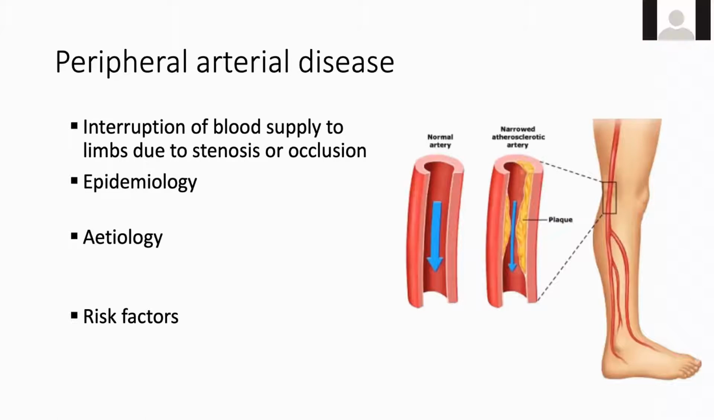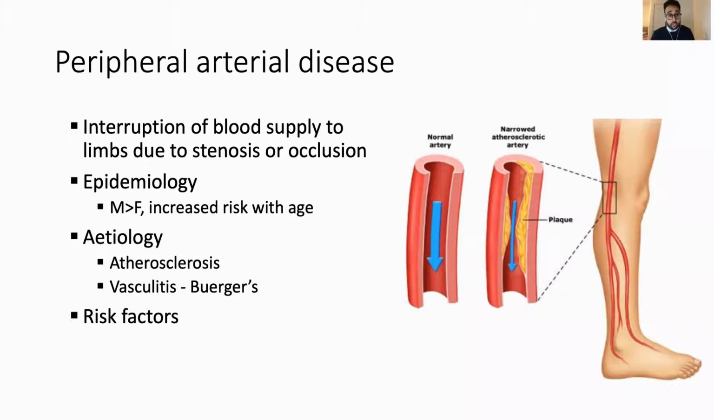Okay. So next we'll move on to peripheral arterial disease. So this is really the workhorse of vascular surgery at the moment. Peripheral arterial disease is defined by an interruption of blood supply to the lower limbs, either due to a stenosis or an occlusion of a vessel. It affects far more men than it affects women, which is similar with any cardiovascular disease. And by far the most common cause is atherosclerosis, so buildup of plaque inside the artery, leading to luminal stenosis.